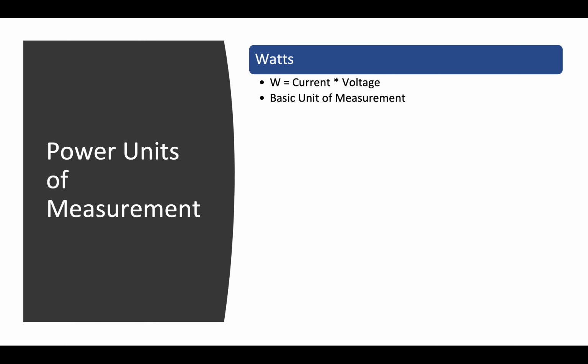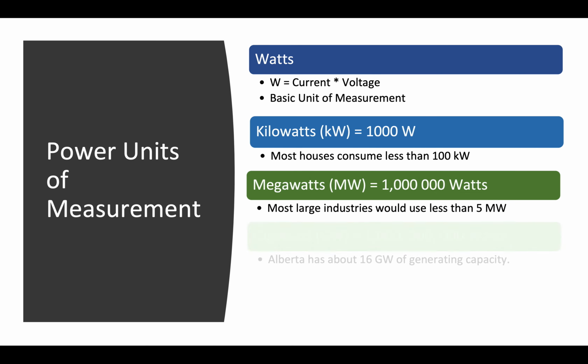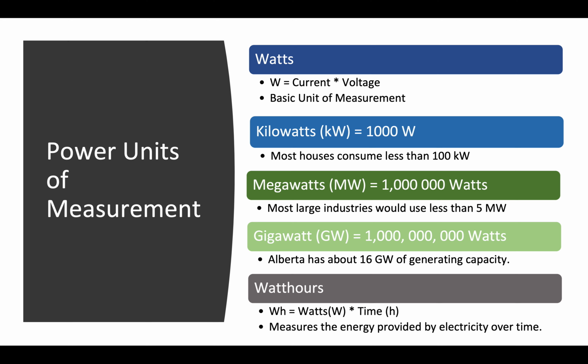Lastly, power units of measurement. This is relatively straightforward. So I mentioned before that electrical power is measured in watts, and it's the result of multiplying voltage by current. It's just simply measuring the capacity of electricity to do work. A kilowatt represents 1,000 watts. Houses, for example, typically consume less than 100 kilowatts. Megawatts would be 1 million. Mega being million, 1 million watts.